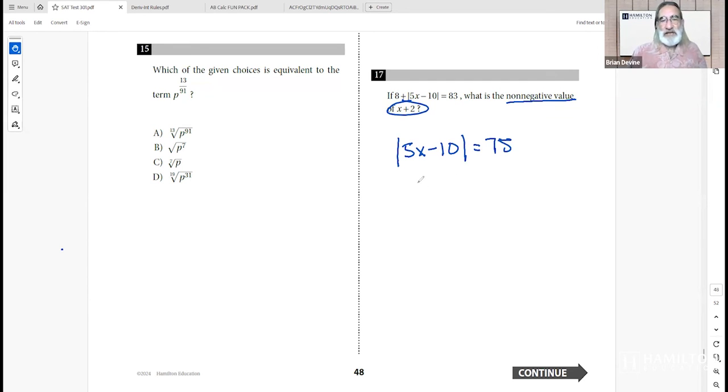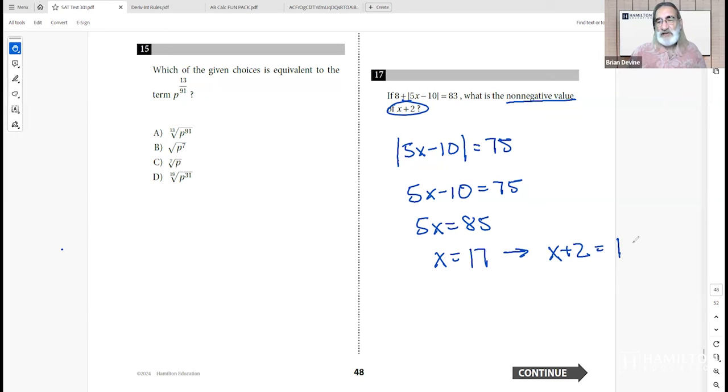And I can look at that as, well, let's take the bars off and see what happens. That's got to be equal to 75. So 5x has to be equal to 85, and x would be equal to 17, which tells me right away that's positive. That's not negative. And x plus 2 would have to be 19, which is the answer.